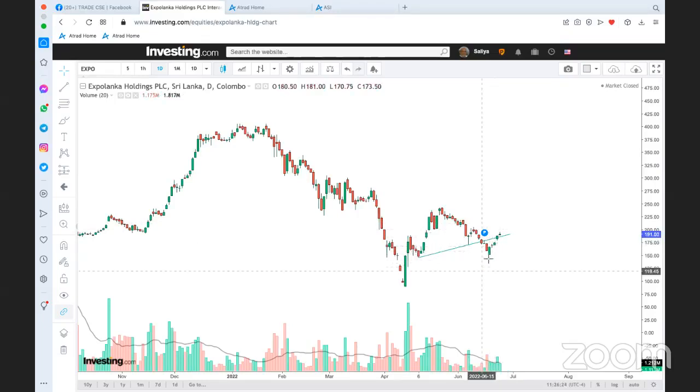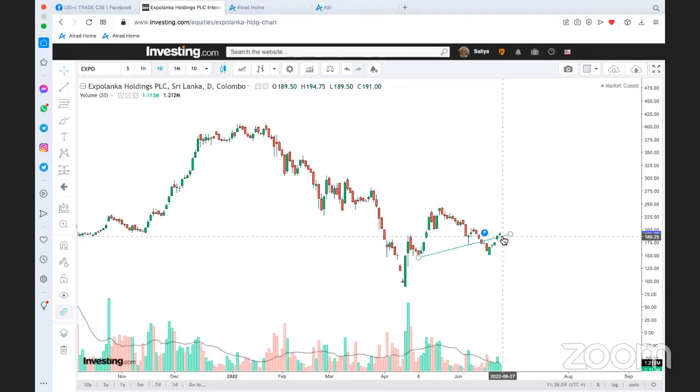Then what happens is, let's say it comes down, it has to take support here. If this support is not going to happen, if this 150.75 is not going to be respected, then the chances of it coming down further will be there. So until such time as we see a confirmation of this trend line acting as a strong support, right?